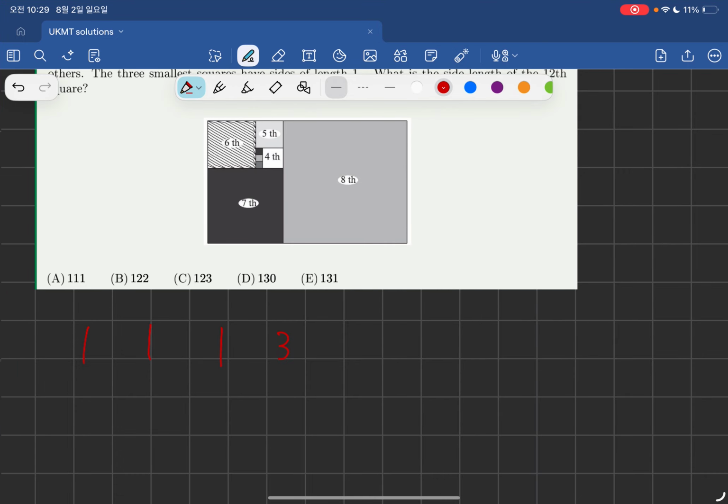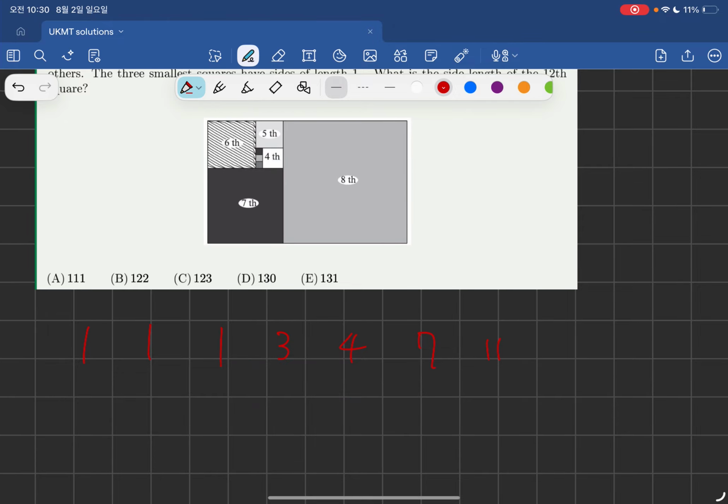And then the side length of the 6th square is the sum of the side length of the 4th and 5th. The side length of the 5th square is the sum of the side length of the 3rd and 4th square. So we have 1 plus 3 as our 5th square. And then the same rule applies for the 6th square. We have 3 and 4, so we have 7.